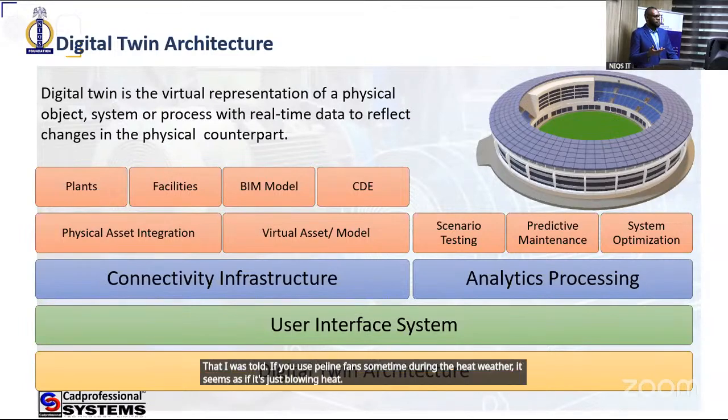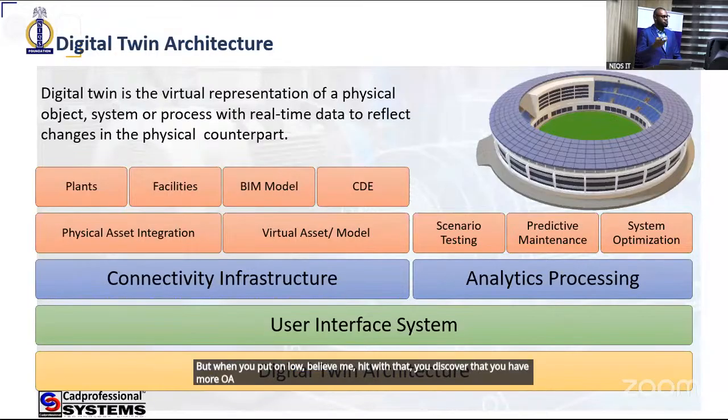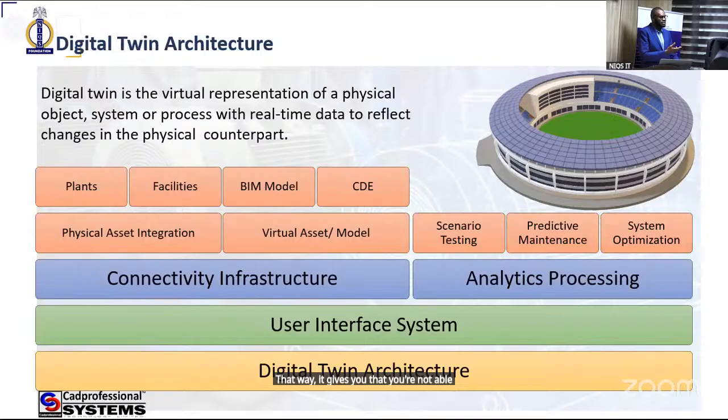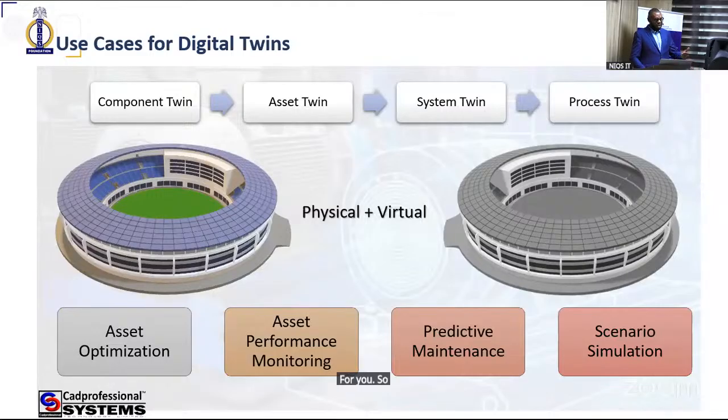All right. So if you put the ceiling fan on high during the heat weather, it's just blowing you heat. But when you put it on low during the heat weather, you discover that you have more cool air circulating than just forcing down the same hot air that it has taken up. That way, you are now able to optimize that system to work better and work best for you. So a typical example of digital twin.